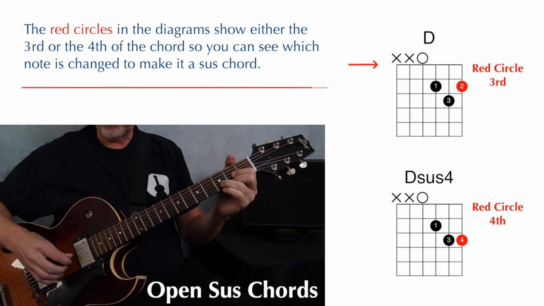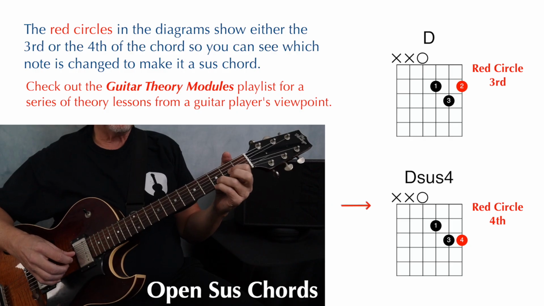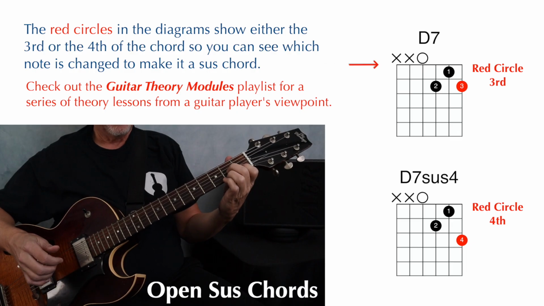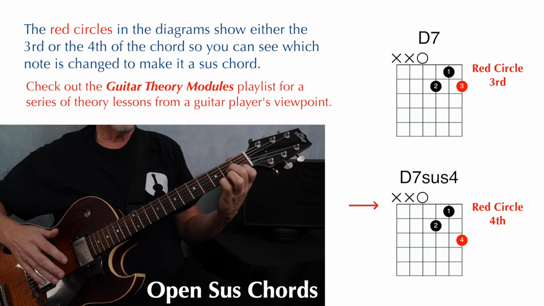D was in one of our examples. The third is played on the first string. Raise it. D sus 4. D7, same thing. Third's in the same spot. Raise it. D7 sus 4.